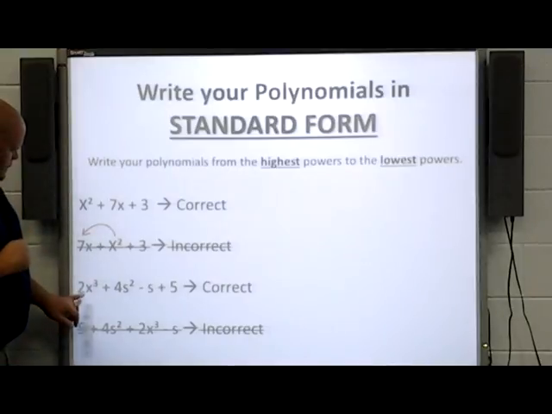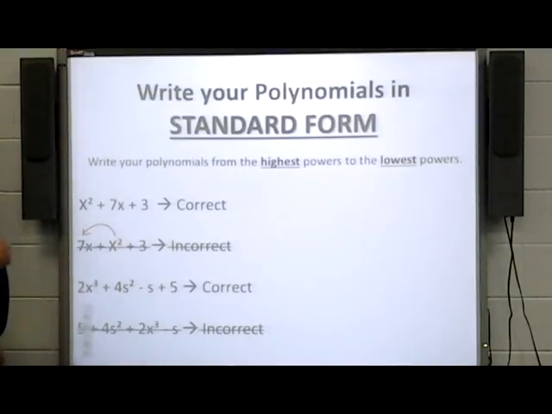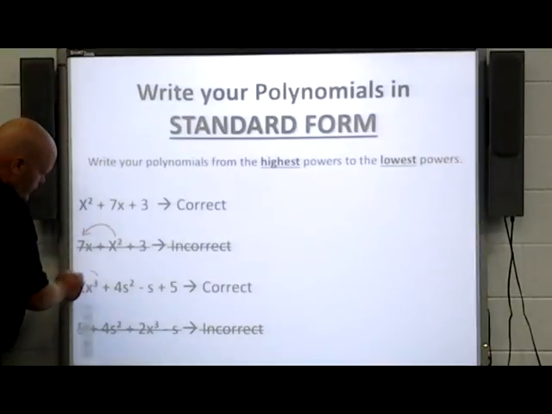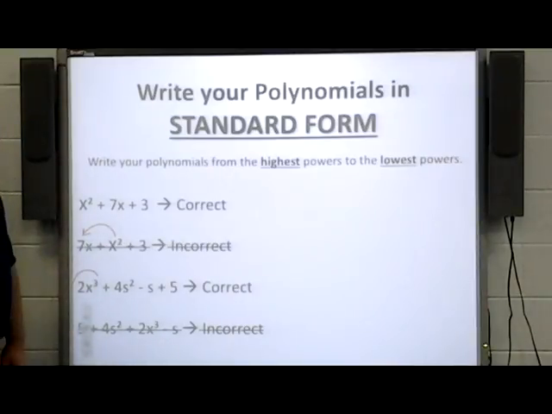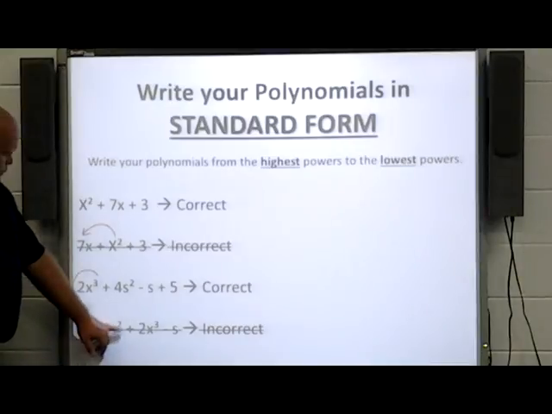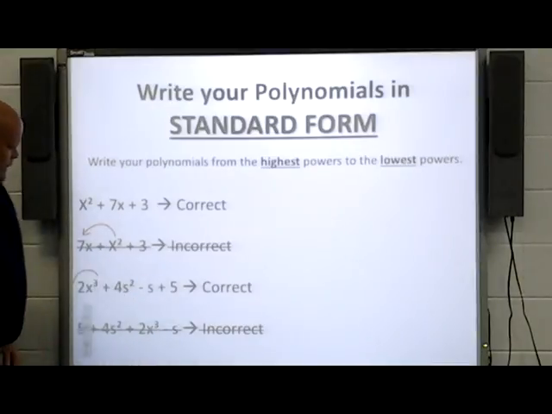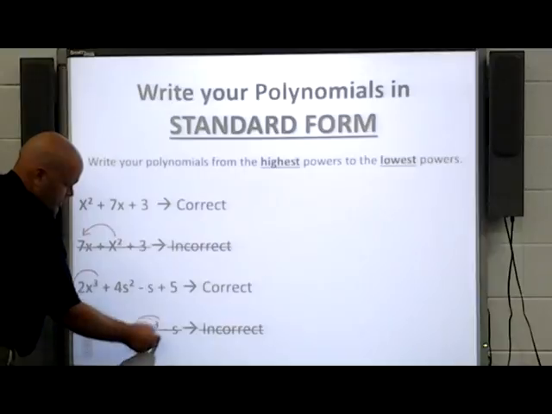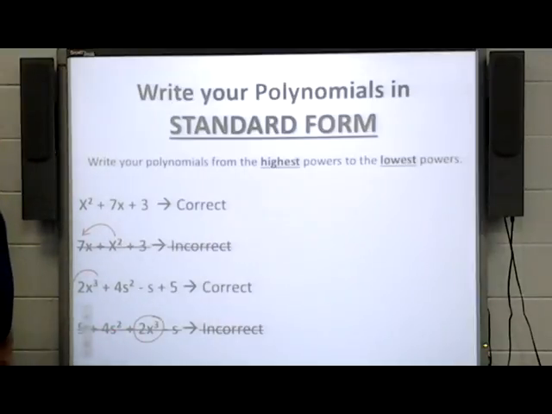Here we have another example, 2x to the third plus 4s squared minus s plus 5. This is correct because the highest power is located at the front of the expression. On down here we see another one that is totally incorrect because the highest powered term is 3 places back from the front. All right?